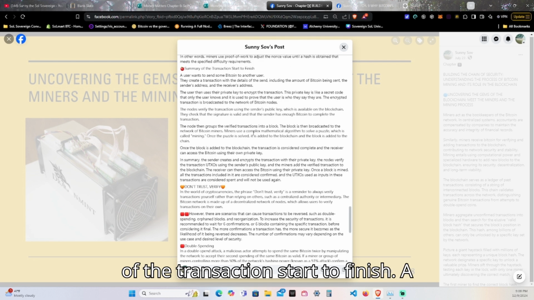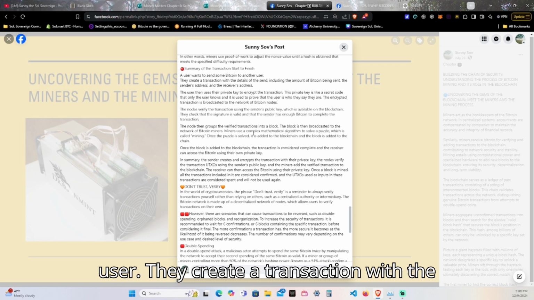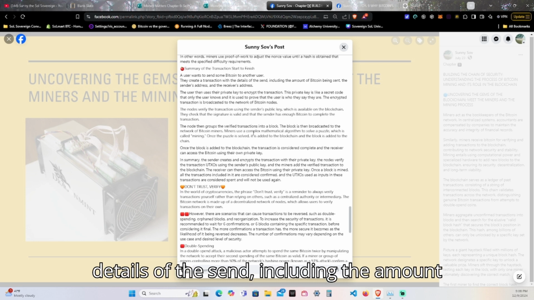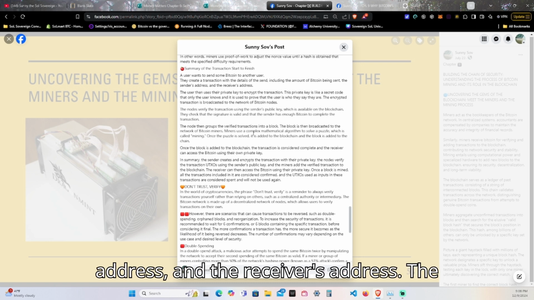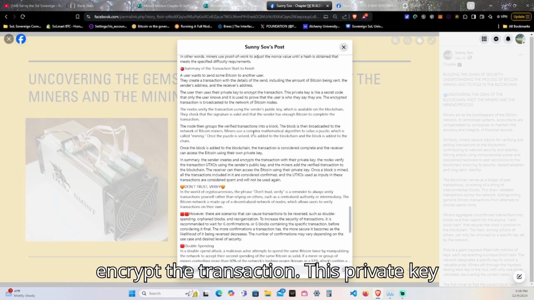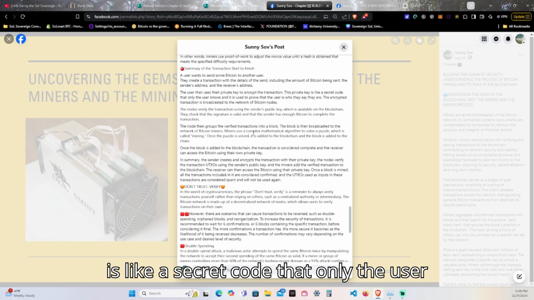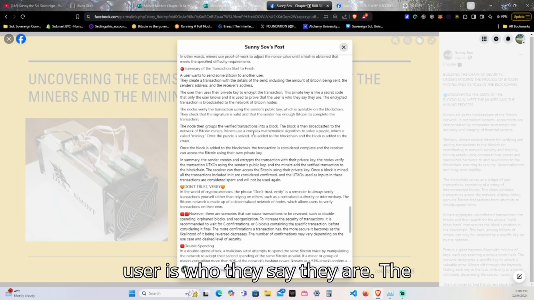Summary of the transaction from start to finish. A user wants to send Bitcoin to another user. They create a transaction with the details of the send, including the amount of Bitcoin being sent, the sender's address, and the receiver's address. The user then uses their private key to encrypt the transaction. This private key is like a secret code that only the user knows, and it is used to prove that the user is who they say they are.